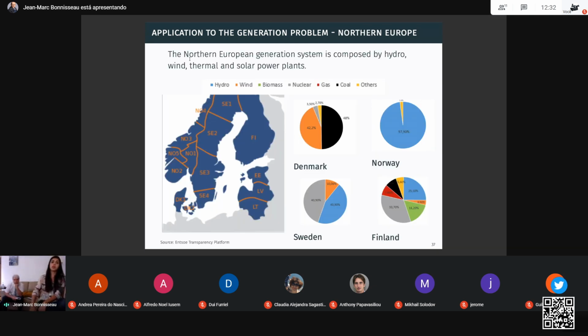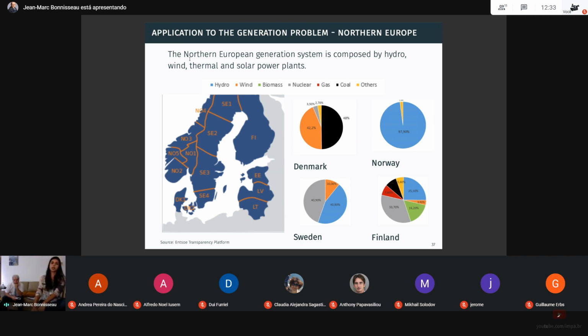The Northern European energy generation is composed of hydro, wind, thermal, and solar power plants. We see that the sources depend on the country. For example, in Norway, you have almost all the source as hydro energy, but in Denmark, we have an important participation of coal. Hydro generation is the main source of randomness in this region.